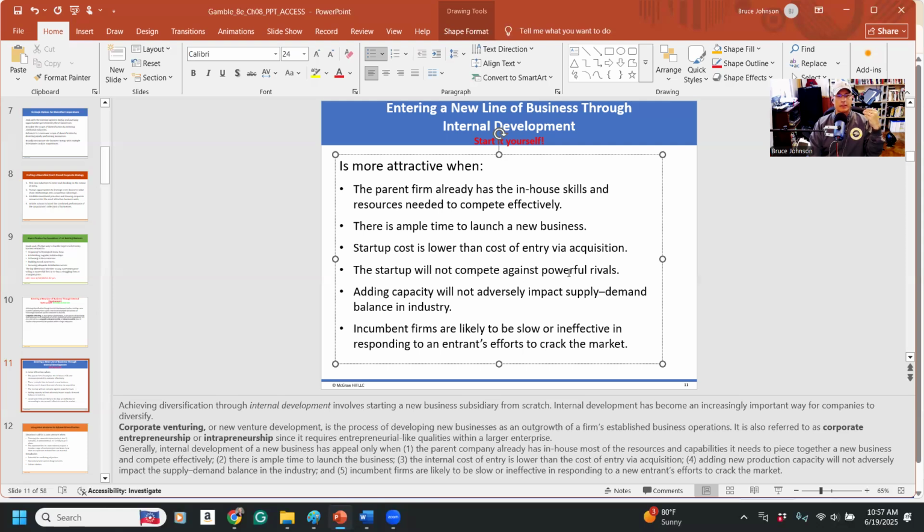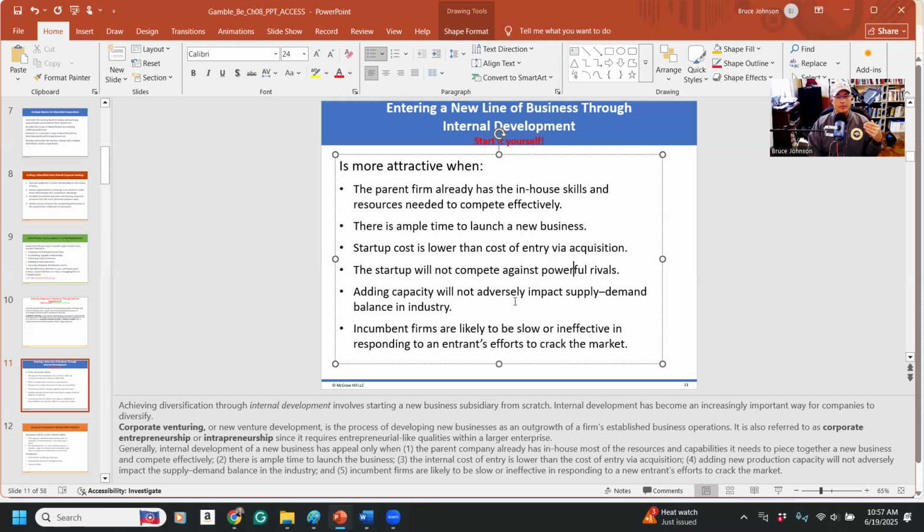Next, adding capacity will not adversely impact supply and demand balance in an industry. I was thinking about this last night, trying to come up with an example of that, and none is popping into my head. But you don't want to go into a market that's saturated with other firms that are doing this.